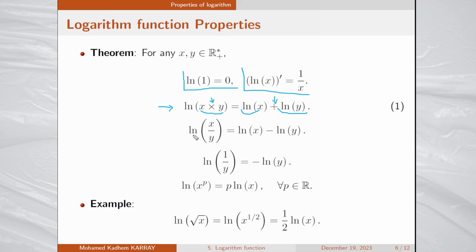Similarly, the logarithm of a ratio of two real numbers equals the difference between the logarithms. Also, the logarithm of 1 over y equals minus the logarithm of y. And finally, the logarithm of x power p equals p times the logarithm of x. We can keep in mind this property by saying that the power will come outside the logarithm.